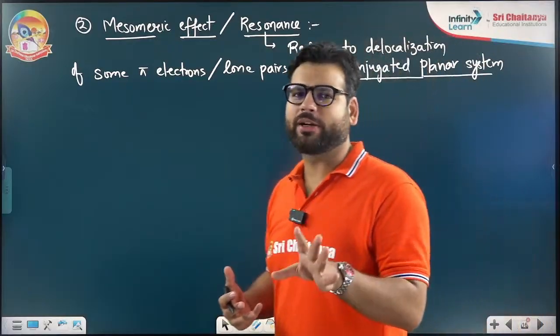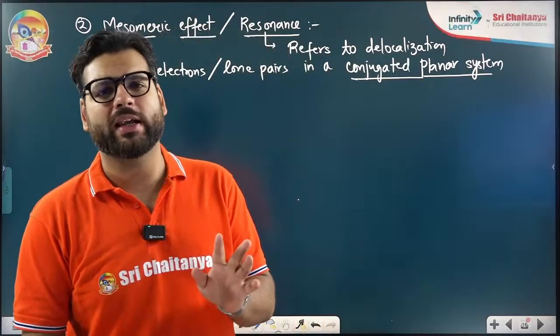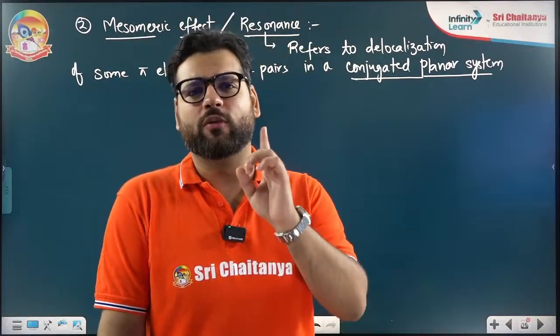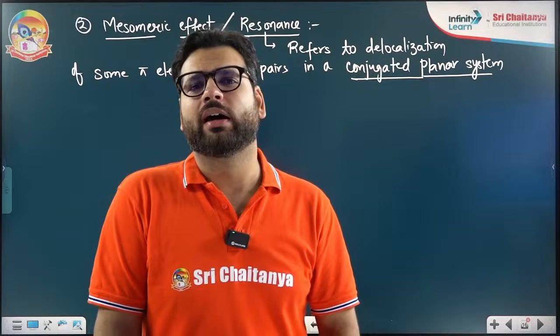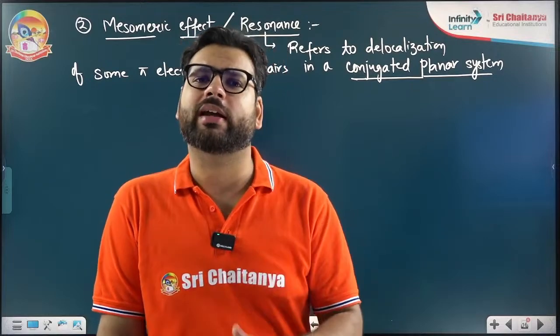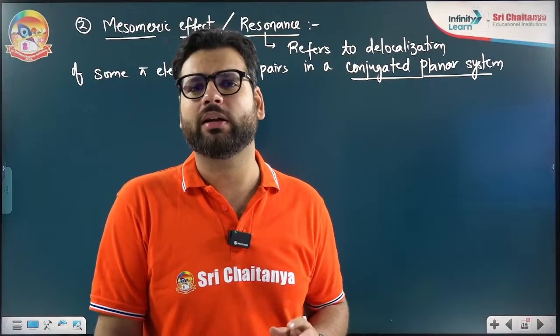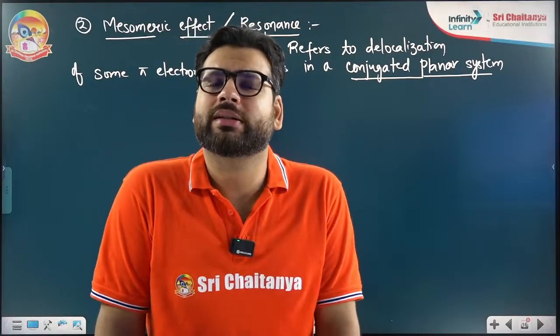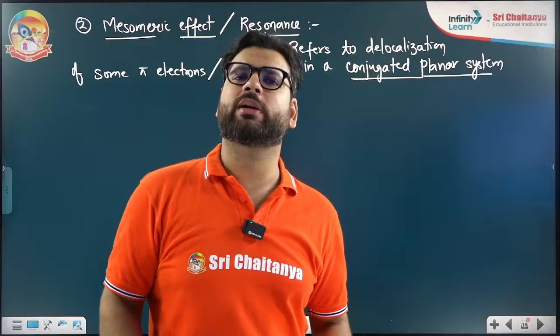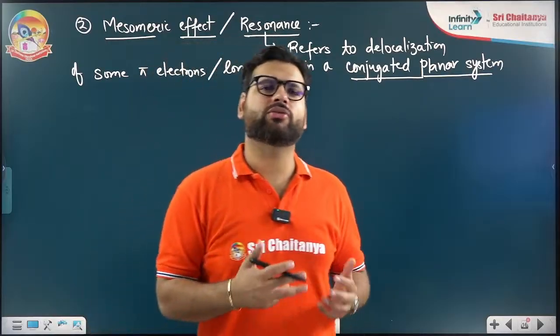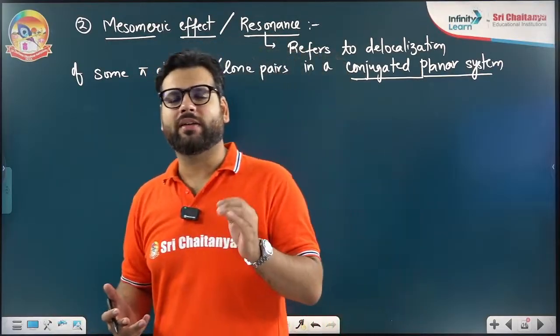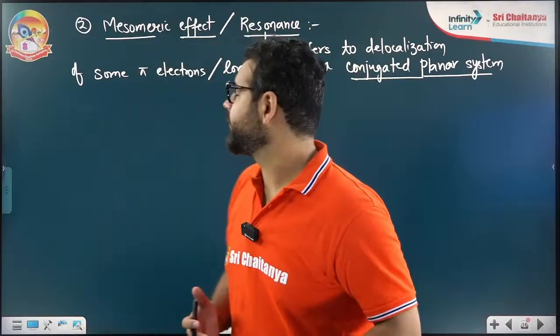It will mostly be true that whenever you see conjugation, planarity will be there, except for two particular cases, which are cyclooctatetraene and cyclodecapentaene. These two examples you can remember, that sometimes conjugation is present but planarity is not there. So there the resonance will not work. Otherwise, wherever there is conjugation, there will be planarity.